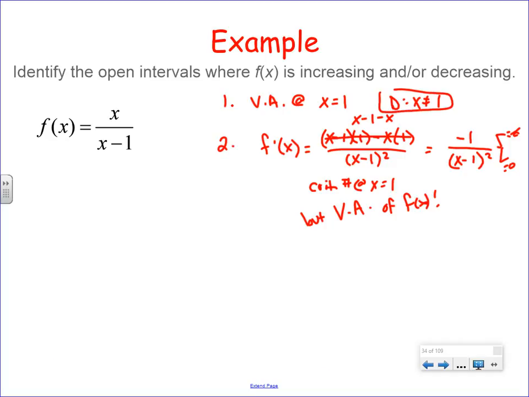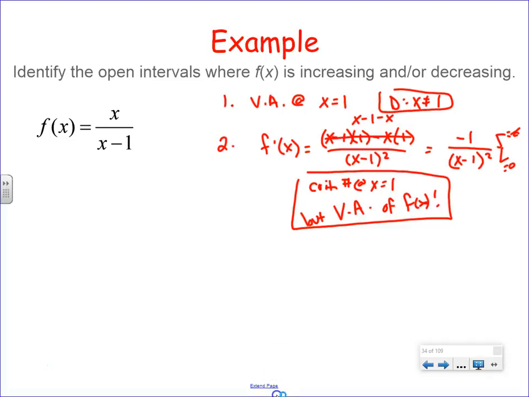So far, we have our domain, we have our discontinuities. Why did I put an extra note on this one? Is it a critical number? Yes, but why am I saying vertical asymptote? Because it doesn't exist to begin with. There's not going to be any sort of relative min, relative max, relative anything at this point because it doesn't exist. It's a vertical asymptote.